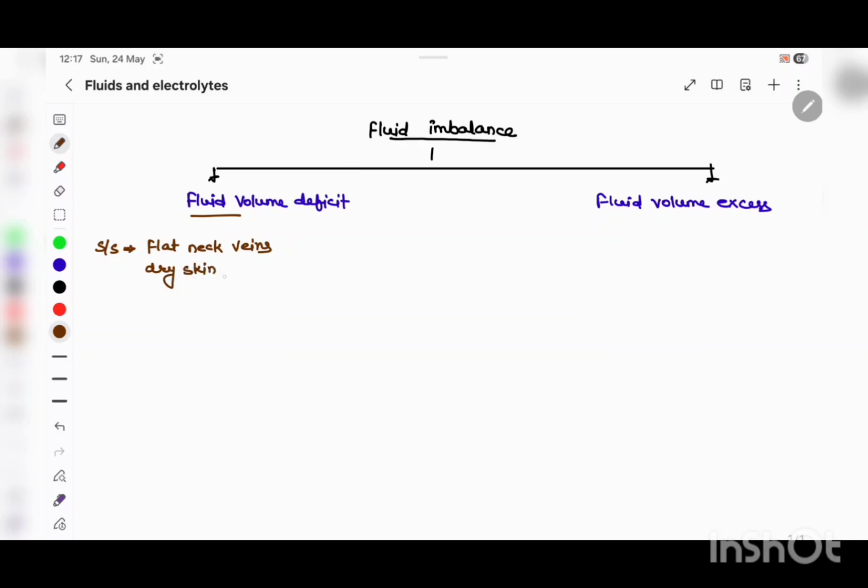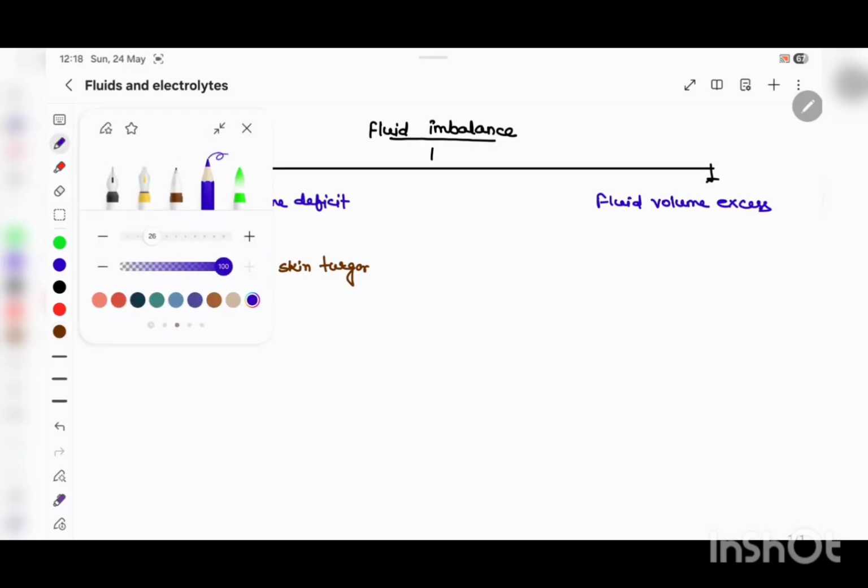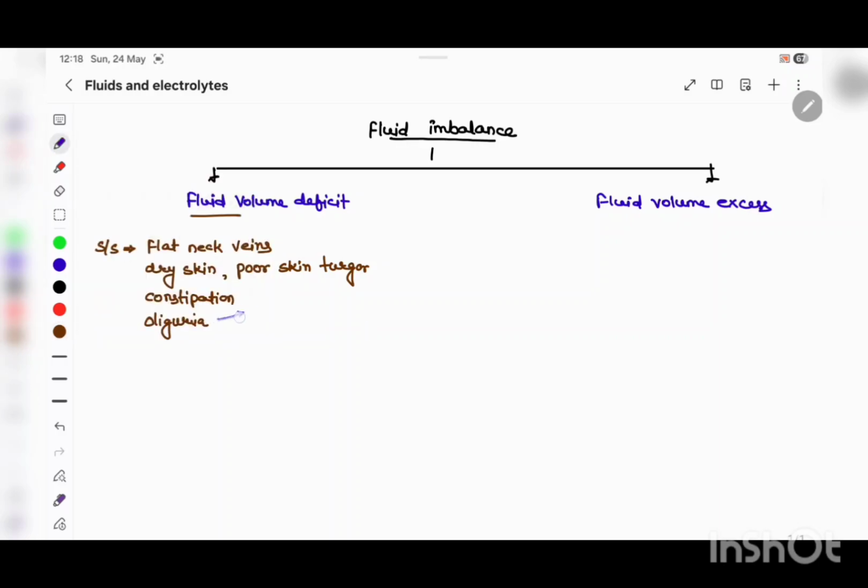And next we have dry skin, or we can say poor skin turgor, in fluid volume deficit. In the skin pinch test, we can check the turgor. And next, if fluid volume is decreasing, there will be constipation and oliguria. Oliguria means less urine output. You should remember the cutoff range for saying oliguria: reduced urine output.